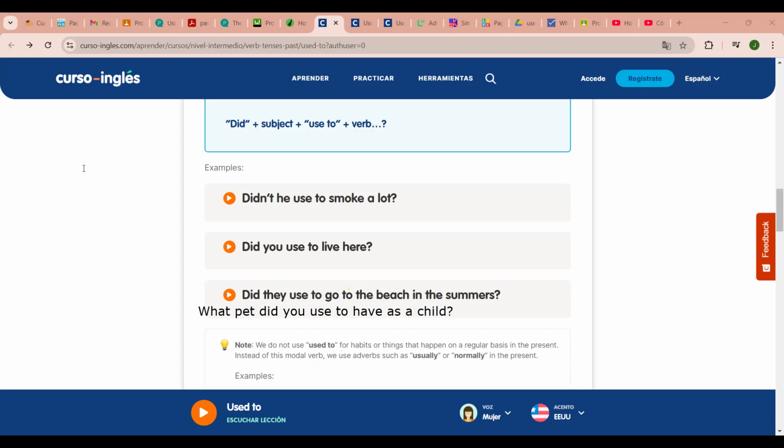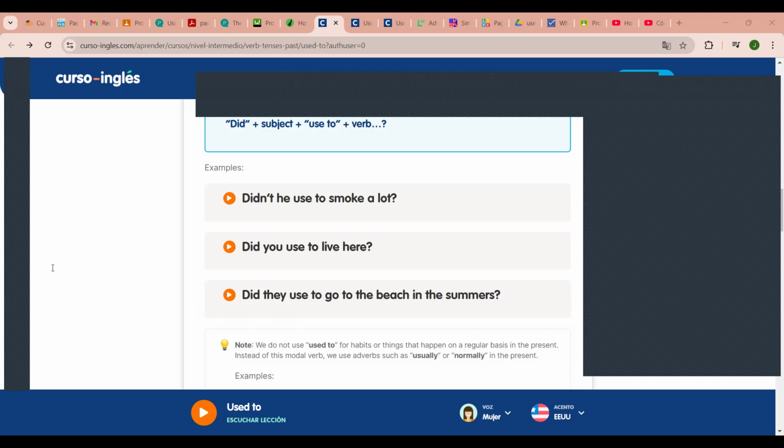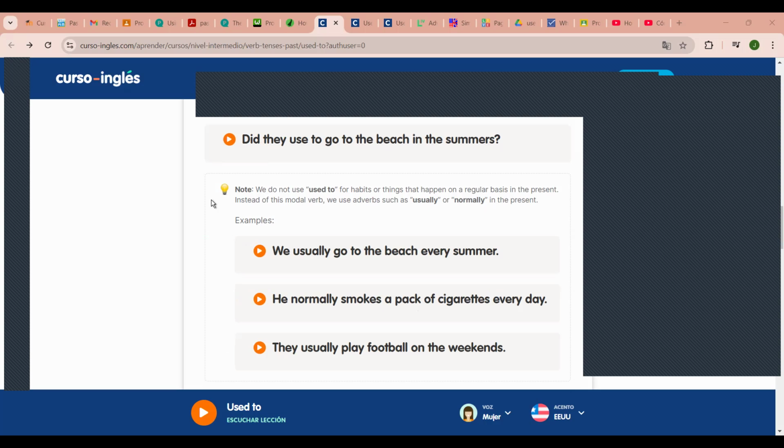Well, used to is for the past habits. Now, do you remember what is for present habits? Well, we usually use our frequency adverbs, like usually, right? Let's look at some more examples here. We won't use used to for the present, the regular basis habits. We'll use frequency adverbs like often or generally, or in this case, usually and normally.